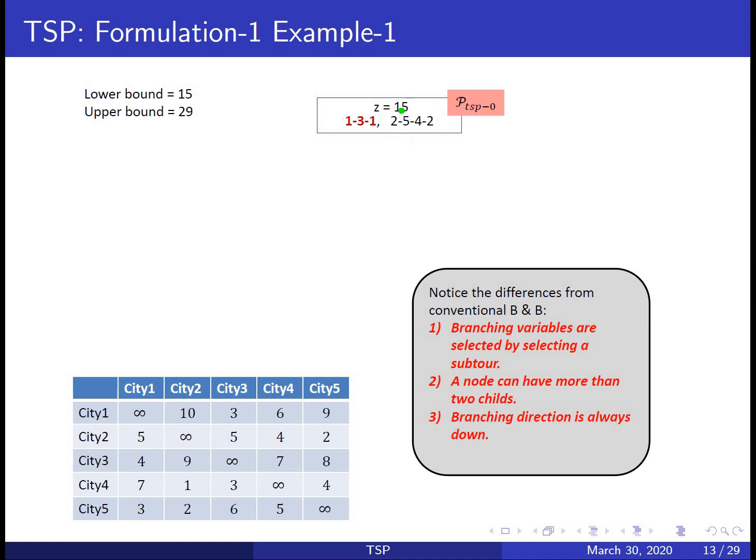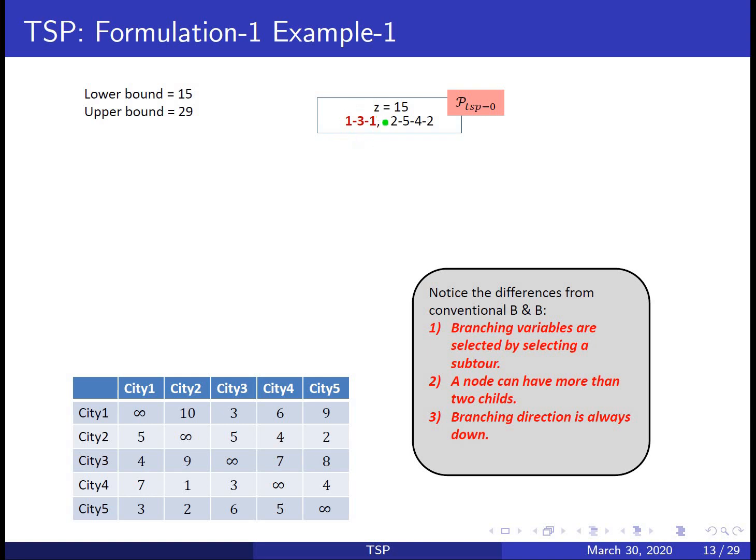If I am going to go with the other subtour, then I will have three branching variables, x25, x54 and x42. One of the big differences from this TSP branch and bound to the general branch and bound is that a parent node can have more than two children. For example, if I break this subtour, then I will have 3 children. And the other difference from the conventional branch and bound is that all the branching directions will be branched down.